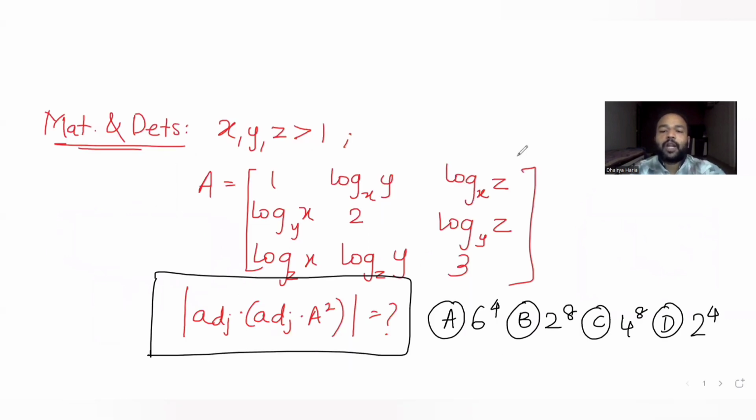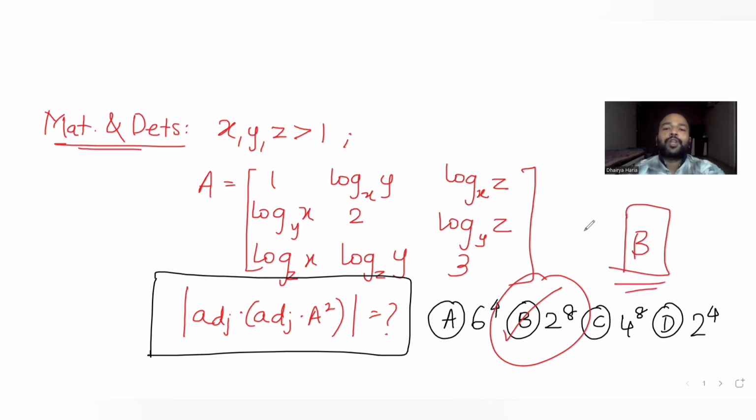So if you see the option that matches here with the question, it becomes option B. So B is the correct answer for the question given to us. I hope you have understood how to solve this type of questions.